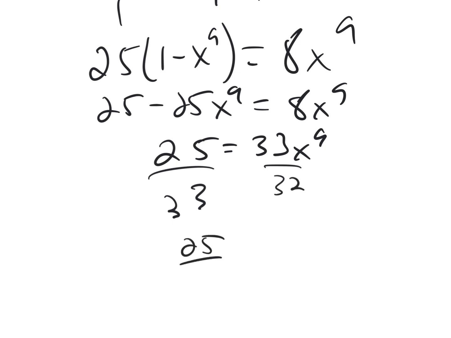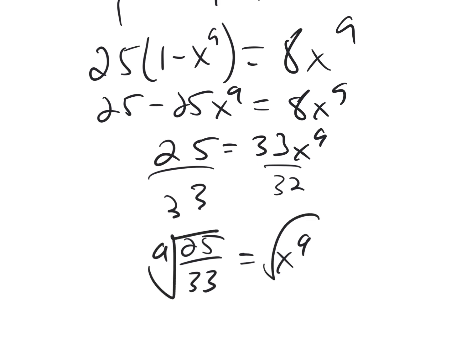So 25 over 33, and that doesn't simplify at all, equals x to the 9th. Since I'm solving for x, I'm going to take the 9th root of this, and that is all that MyOpenMath is looking for. You can type in 9th root of 25 over 33, and that will give you the right answer.